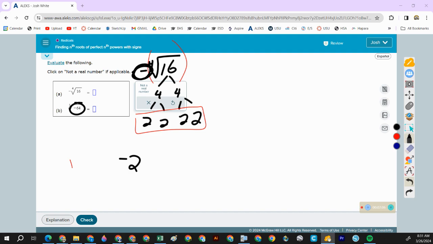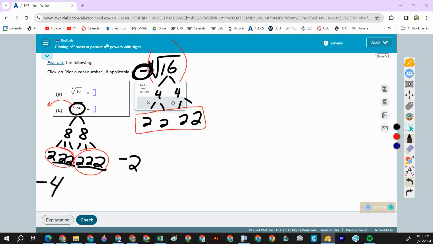Okay. Can I take the third root of a negative number? Yes. So 64 is 8 times 8, which is 2, 2, 2, 2, 2, 2. I need sets of 3. So there's a triplet, and there's a triplet, and the negative also comes out. So negative 2 times 2 is 4.